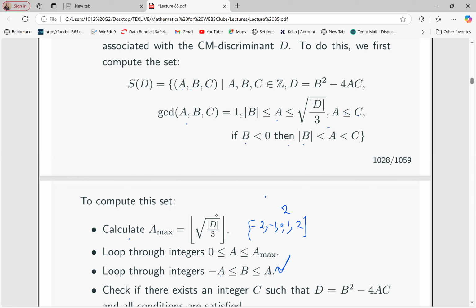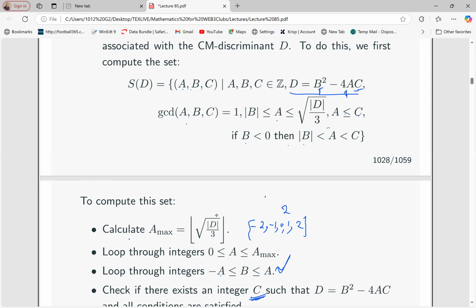So again, you loop through all of them to determine which is B. Now that time you want to get C. So you have B and you have A. You come to this equation, substitute B, substitute A, and see whether C exists. In some cases you'll find that C does not exist. Some cases will give you C.